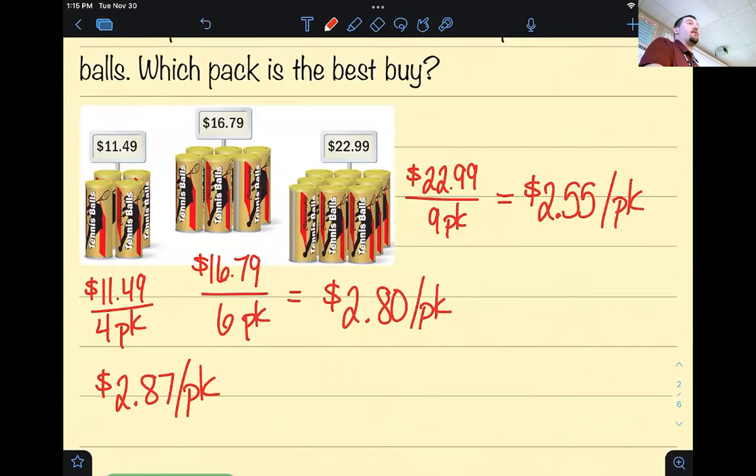So that's what you would write on your work paper, because now you have each of those unit rates. And now we can see that the bulk pack, the $22.99 package where you get 9, is actually the better buy, which is why stores like Sam's Club and Costco exist, because even though it is more expensive, you're getting more for that money than if you just bought the $11.49 pack. So if I'm loading up on tennis balls for the season, I'm going to buy fewer of these because I'm getting more for my money. If I only need a few, I'm not going to buy in bulk.